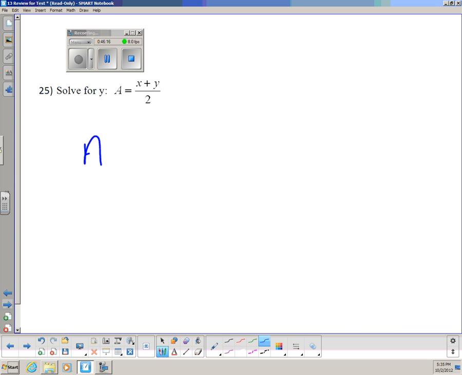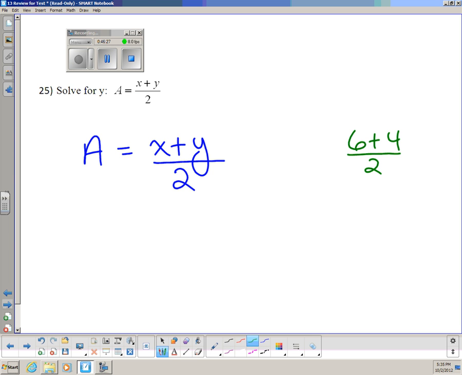25 says solve for y. I have a equals x plus y all divided by 2. Now, if you remember, if I asked you to evaluate 6 plus 4 divided by 2, the fraction bar traps the 6 plus 4 kind of in a parentheses. So I have to find that numerator first, which is 10 divided by 2, which is 5. I can't just do much to the y because it's trapped by the fraction. But the fraction means division. So when I have this fraction here, I'm dividing by 2.